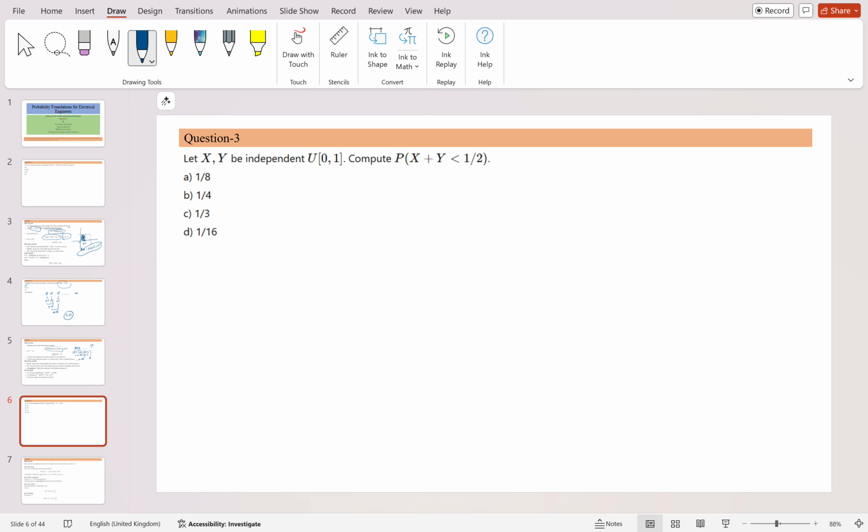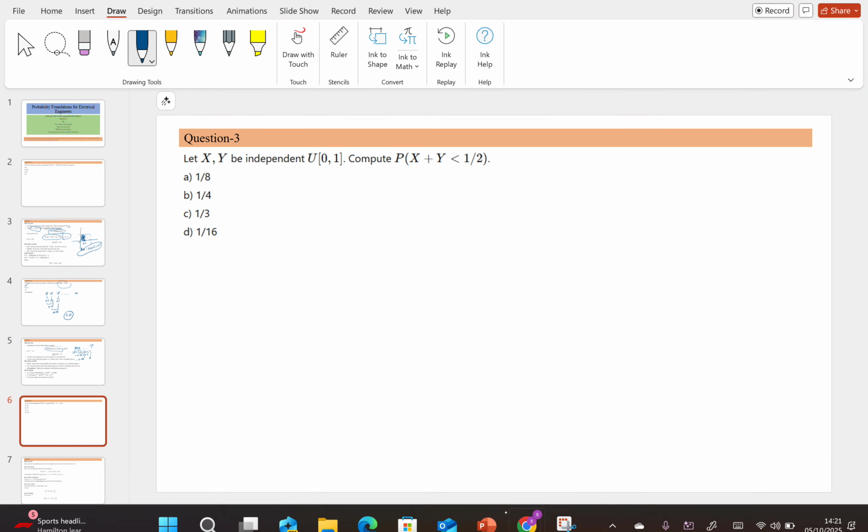Okay, let me give the solution for this. So what it is saying is that x and y are independent uniform 0 to 1. It is asking for the probability that x plus y is less than or equal to half.